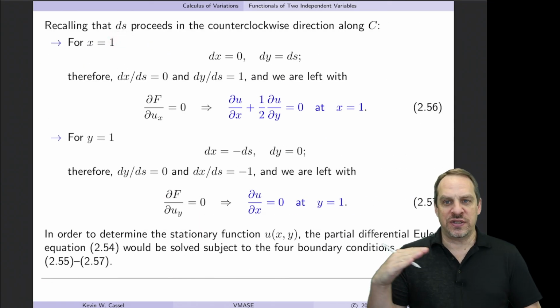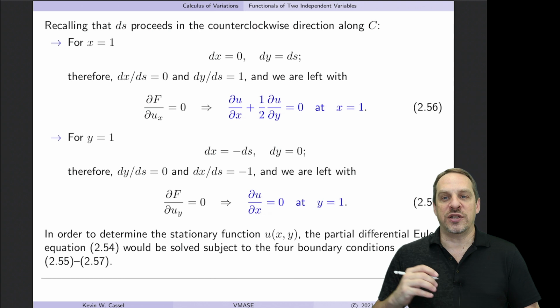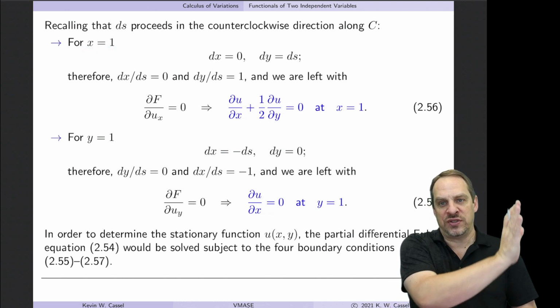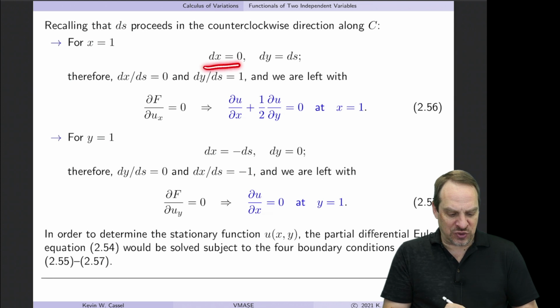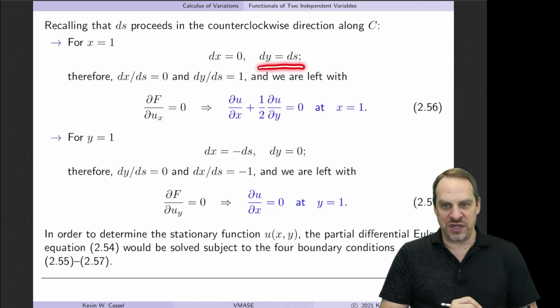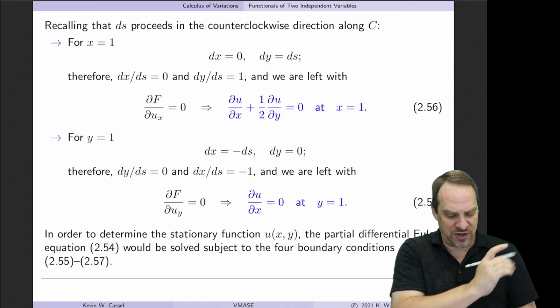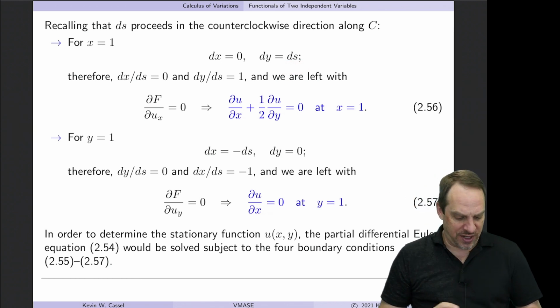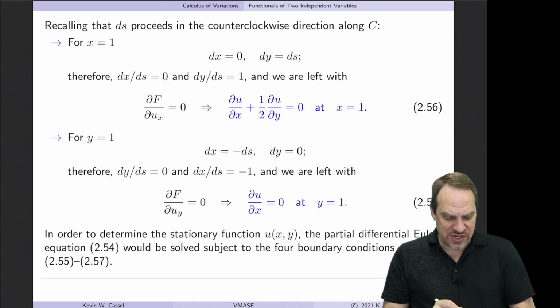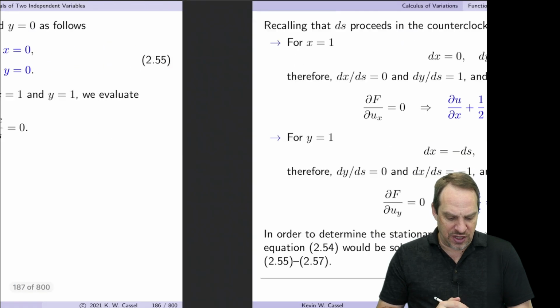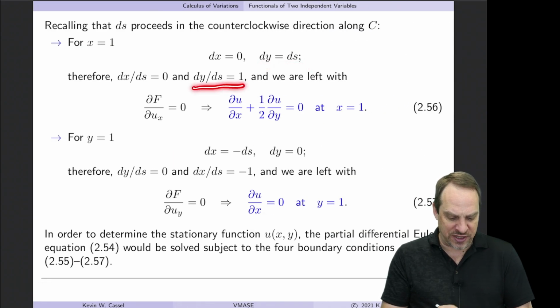Now remember that ds is a little infinitesimal piece of C as we go counterclockwise around the bounding curve C. So keeping that in mind, for x is equal to 1, so that's on the right side of our boundary, dx will be 0 because it's a vertical line, so there's no dx, and dy will be ds. dy is up because y is positive up, and ds is up because we're going counterclockwise around our domain. So then if dx is 0, dx ds is 0, and the second term vanishes, and then dy is equal to ds, so dy ds is just 1.